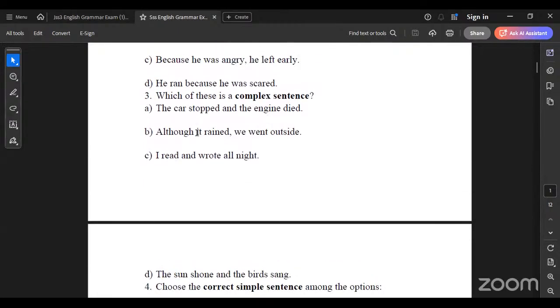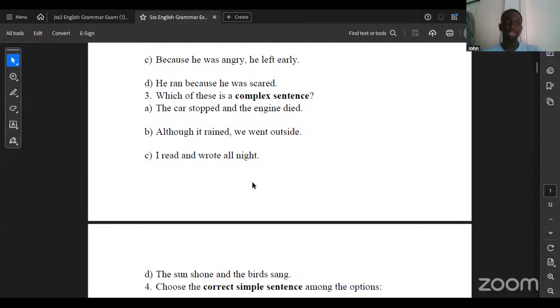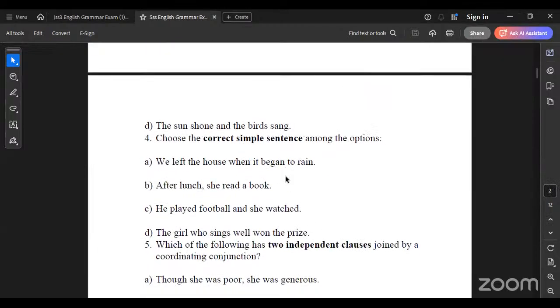Number 3. It's B as well. Why is that? So you can just go ahead and tell me why it is. It has "although," and it has an independent and dependent clause. Okay. Nice. And number 4.